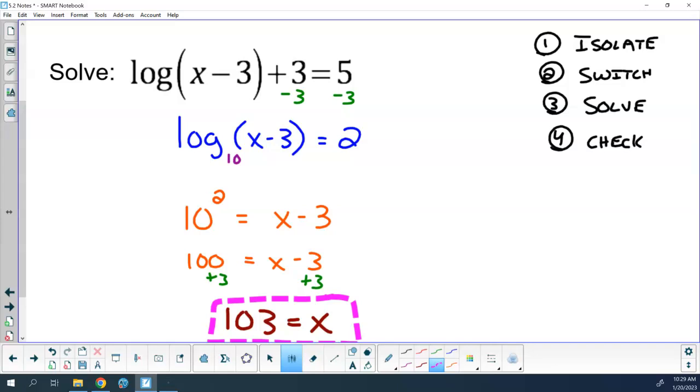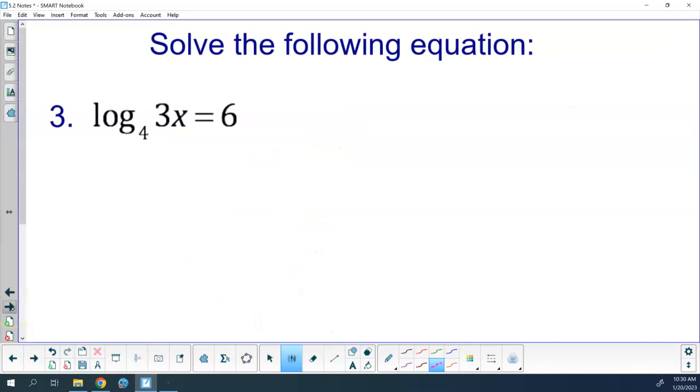Okay, you try that one. Log term isolated, not isolated? Isolated, okay? So that means I can switch forms with it. What does it become? Four to the 6th power equals 3x. 4 to the 6th power is 4096?